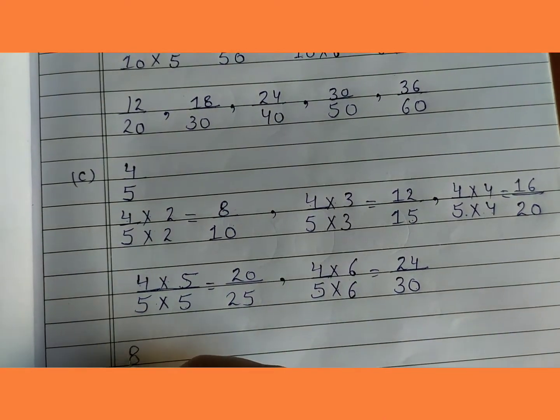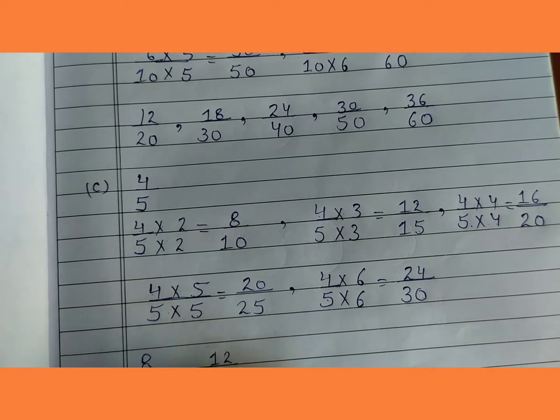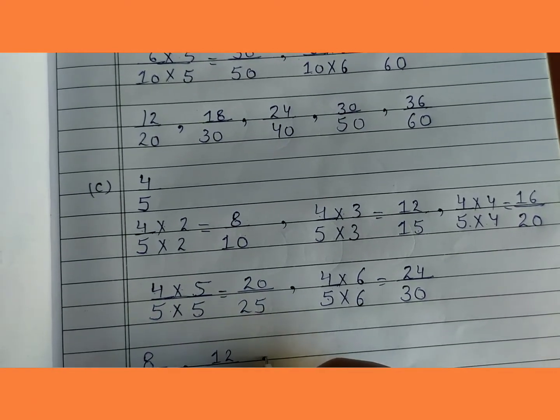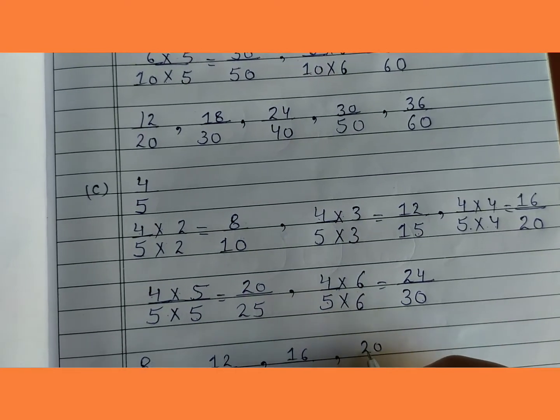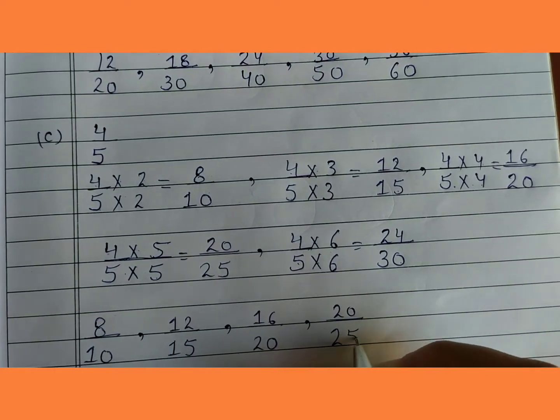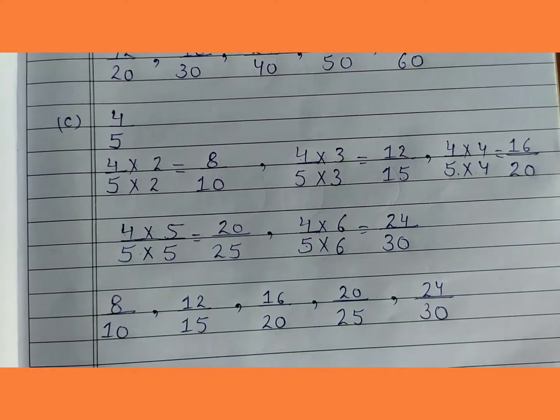Your answer is 8 upon 10, 12 upon 15, 16 upon 20, 20 upon 25, 24 upon 30. All are equivalent fractions.